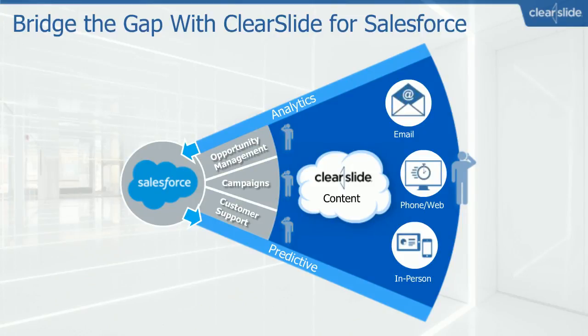So that's the bottom blue bar under the predictive title. You can start to be more recommending of what salespeople should be doing, whether it's a certain type of communication or content to use in a given sales stage. This helps the sales teams be a lot more efficient and productive. So at a high level, that's exactly what ClearSlide does, and especially with our integration with Salesforce.